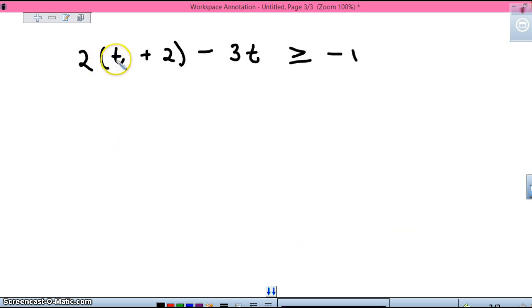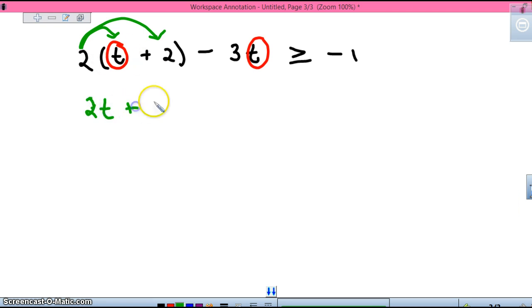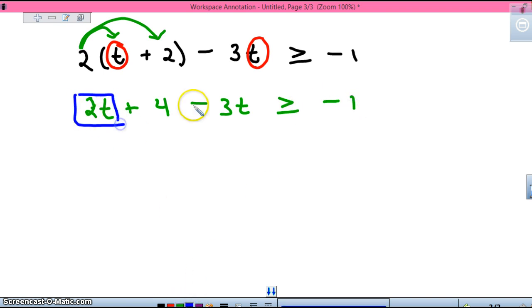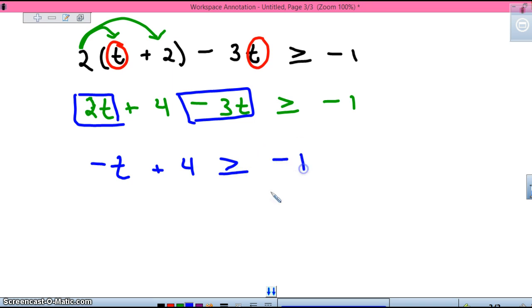If we have 2 times t plus 2 minus 3t is greater than or equal to negative 1, and we need to solve for t. The first thing we have to do is use the distributive property so that after that we can combine our like terms on the left side of the inequality. So 2 times t would be 2t, 2 times 2 is 4, minus 3t, greater than or equal to negative 1. Now we have to combine our like terms. 2t minus 3t, which equals negative t, plus 4 is greater than or equal to negative 1.